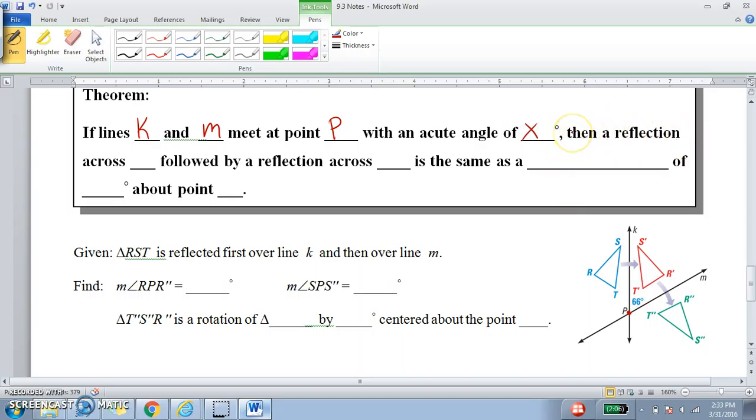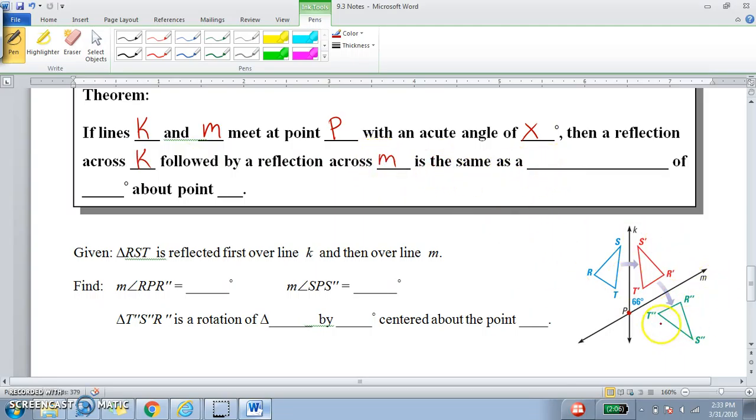Then a reflection across K. So if we look at these 3 shapes, this is our starting one because this doesn't have any primes on it, and then it turns into this one because this has primes on it, and then that one turns into this one which has 2 primes on it, or double prime we would call that. So we reflect first across K, followed by a reflection across M, so this red one flips over M to turn into this green one.